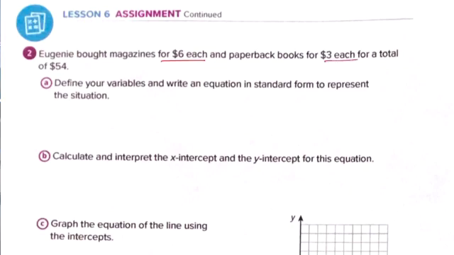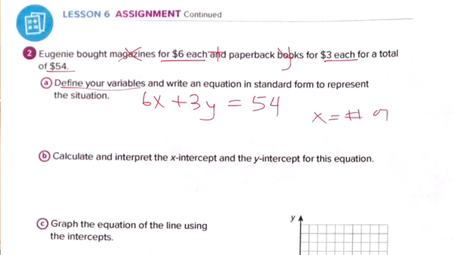And then the back page, the next page. Eugene bought magazines for $6 each and paperback books for $3 each for the total owed. So magazine is x, books is y. You add them together, it equals that. Okay, so 6x plus 3y equals 54. Define your variable. X is the number of magazines, and y is the number of books.